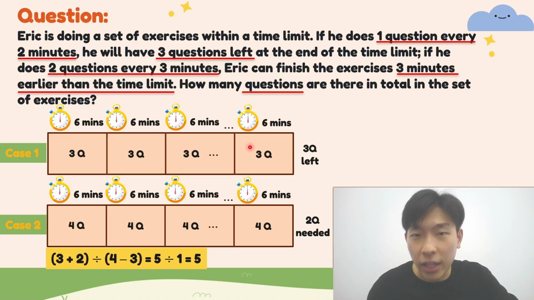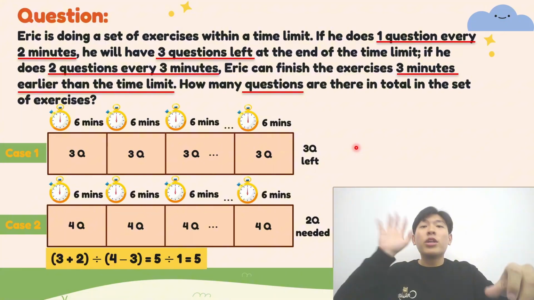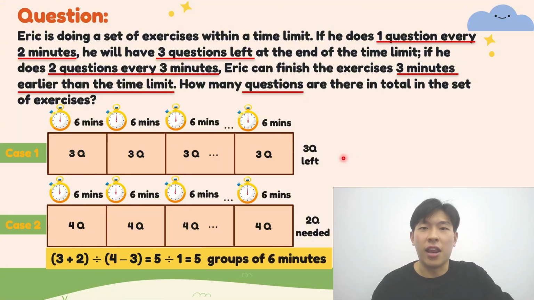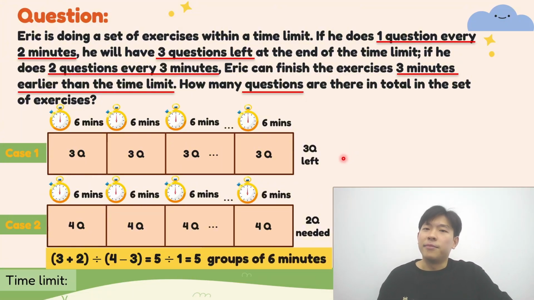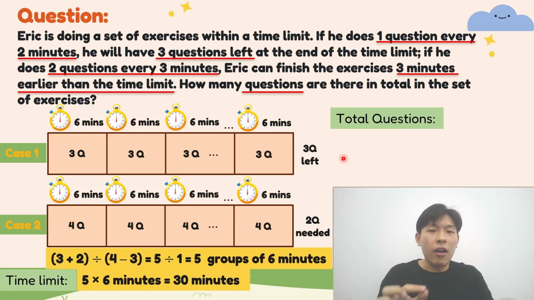What does one stopwatch mean? One stopwatch means 6 minutes. So we get 6 minutes. So it's 5 groups of 6 minutes. So what is the total time limit here? Very nice. Just 5 times 6 is 30. Perfect. Now let's answer the question.